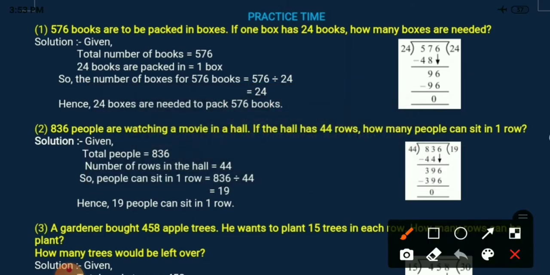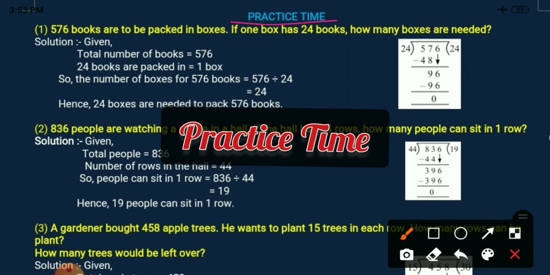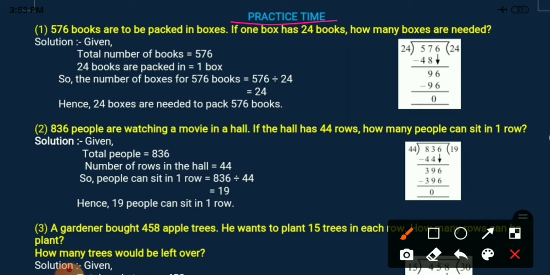Now let's know the name of today's topic. It is practice time, and under this topic we will solve some word problems based on multiplication and division.